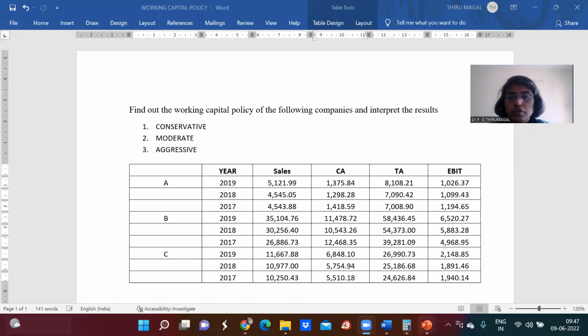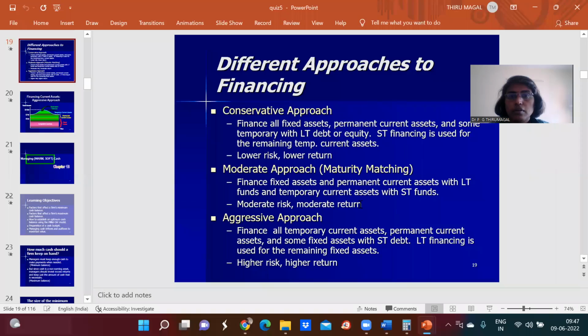So now let's see about the working capital policies or approaches of working capital policy. Here, the three different working capital approaches or policies are: one is called the conservative approach, the second is the moderate approach, otherwise called maturity matching, and the third one is the aggressive approach. The conservative approach is that they finance all the fixed assets, permanent current assets, and some temporary working capital with long-term debt or equity.